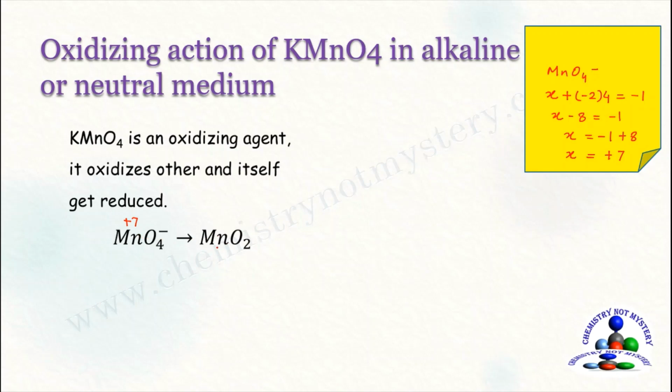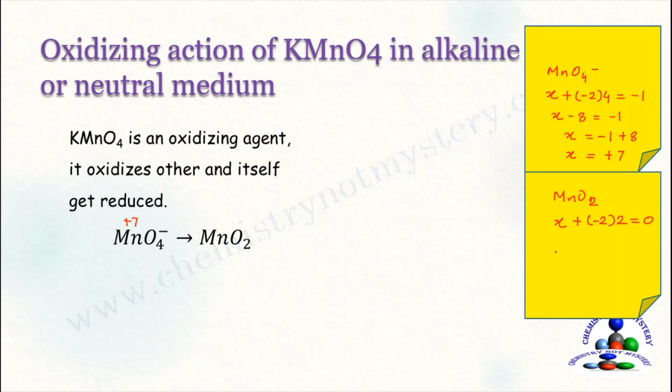Now calculate the oxidation number of Mn in MnO2. In MnO2, let the oxidation number of Mn be X, and the oxidation number of oxygen is -2. And there are 2 oxygen atoms, so multiply it by 2. And there is no charge on the molecule, so it is equal to 0. So here you will get X minus 4 is equal to 0. So X will be equal to +4. So the oxidation number of Mn in MnO2 will be +4. In this way, Mn reduces from Mn7 to Mn4.